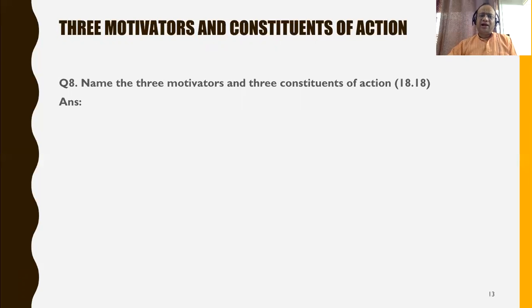And how would you explain this? Why again is Lord Krishna bringing this into discussion here? After explaining 5 factors of action, the new concept the Lord starts is the 3 motivators and the 3 constituents. So what is the connection between these topics?